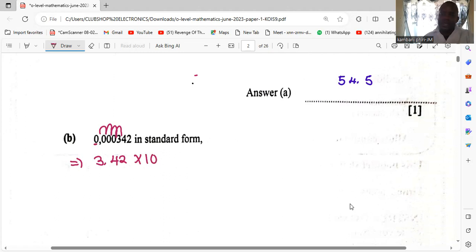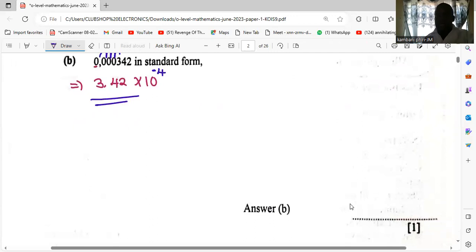Now the question is, how many steps have we taken? We can just count the number of zeros: 1, 2, 3, 4. This will be the power. And since we are moving the comma or point from the left-hand side, the answer will have negative 4. And this is your answer: 3.2 times 10 to the power negative 4. And that's that.